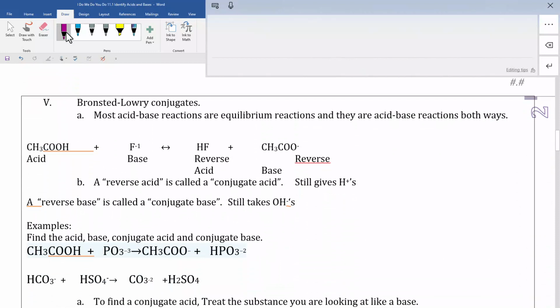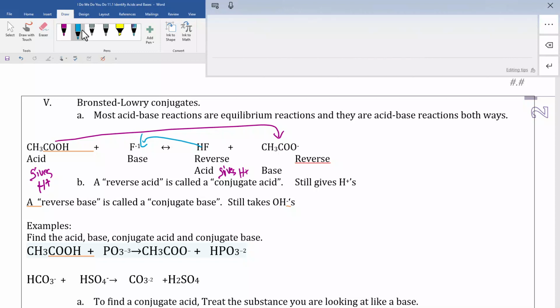Yikes. Bronsted-Lowry conjugates. Most acid-base reactions are equilibrium reactions, and they are acid-base reactions both ways. So this is an acid. Notice it gives H positive. Now, this is my reverse acid, so it gives H positive. In my forward reaction, notice how it gave its H positive and turned into CH3COO negative. Notice how this guy in the reverse gave its H positive and turned into F negative.